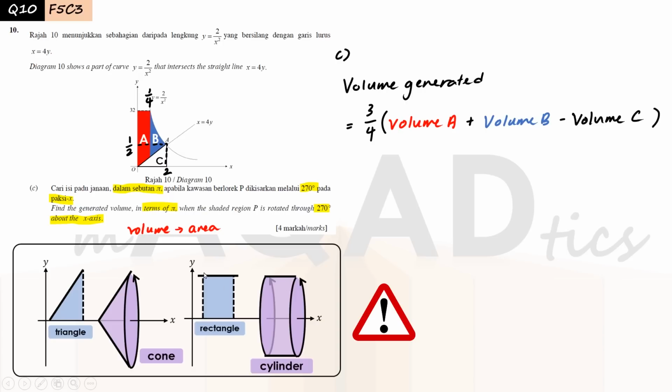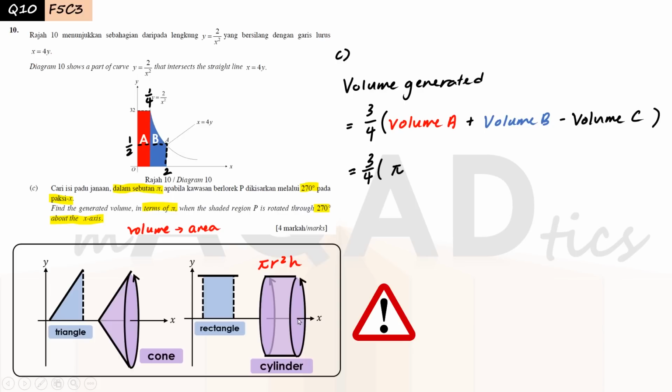So if our areas are triangle or rectangle, if you want to find the volume, we can use the formula for the volume of the cone and the volume of the cylinder to find out the volume generated. For example, for volume A, as you see, area A is a rectangle. So to find volume A, we are going to use the formula for volume of a cylinder, which is pi r square h. So we are going to start off with pi first.